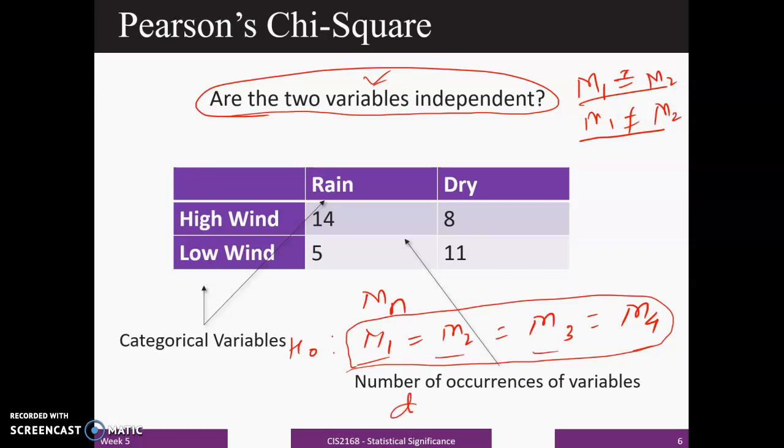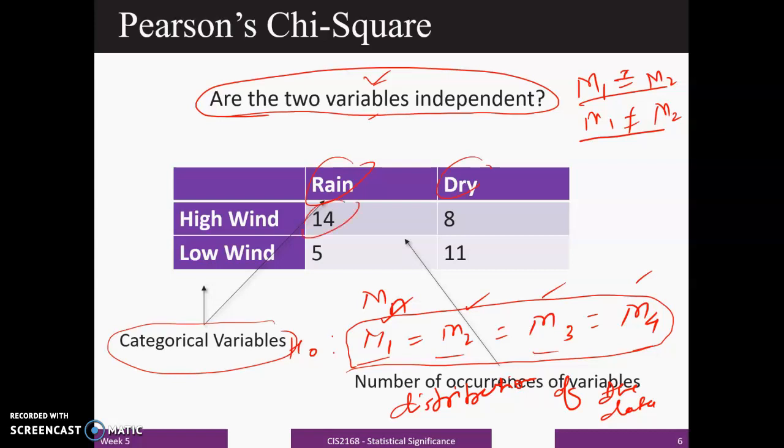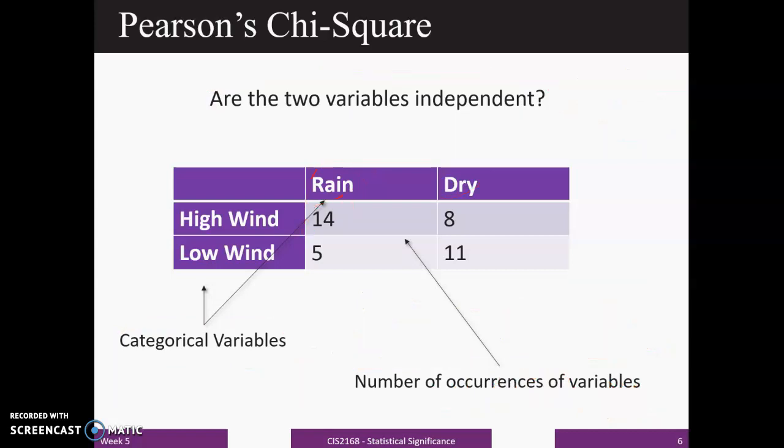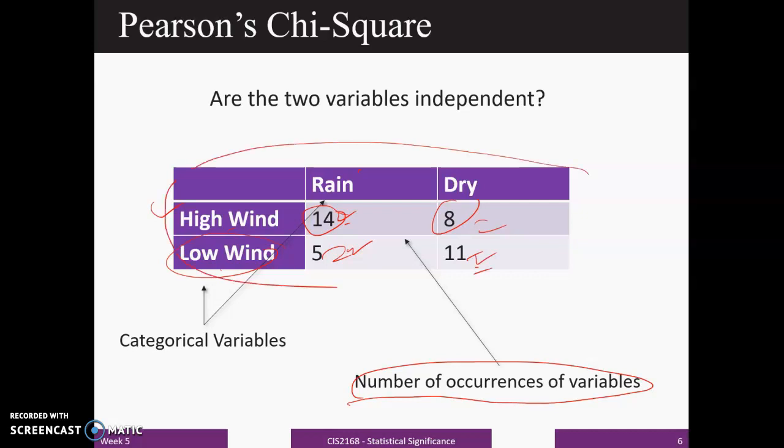So you will check the distribution of the data for method M1, M2, M3 or M4, or for any variable. Like here you can see categorical data are given. So this is rain, dry, number of occurrence. These value indicates number of occurrence of the variable. So 14 times, 8 times, 5 times, 11 times. So high wind and rain 14 times, high wind and dry 8 times, low wind and rain 5 times, low wind and dry 11 times. So if you have this type of data, then you can apply chi-square test.